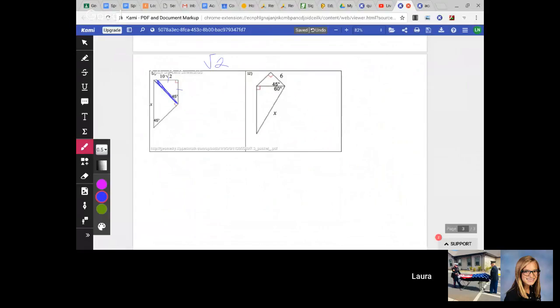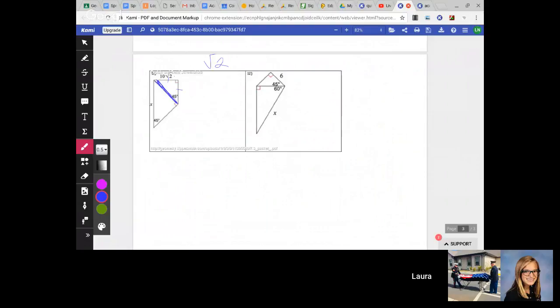And sometimes, like number 12, they put the two kinds of triangles together. That's helpful too, to know which is which. But number 11, they're both 45, 45, 90. So we've got 10 root 2 as a leg, which means we're trying to find a hypotenuse. How do you go from a leg to the hypotenuse? You multiply by root 2.